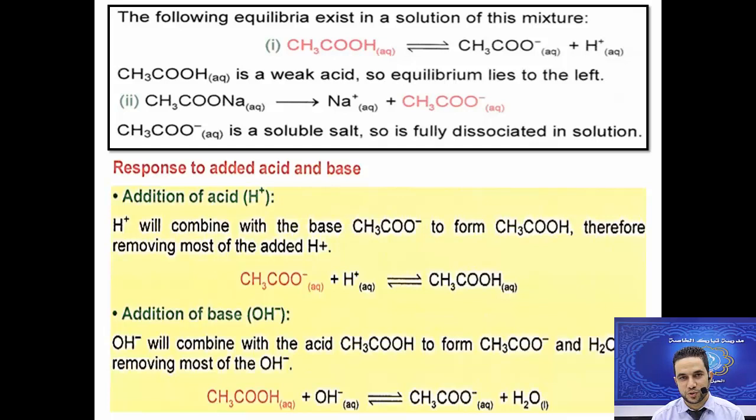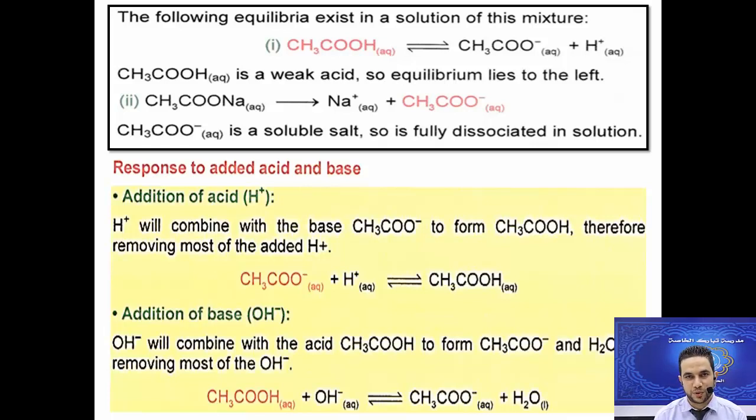CH3COOH and CH3COONa. So the first two equations are the dissociation of these two. The weak acid CH3COOH dissociates to CH3COO negative plus H positive, and don't forget it is a weak acid, so reversible arrows, a reversible reaction. But the salt is completely dissociated, so one arrow, giving CH3COO negative and Na positive.